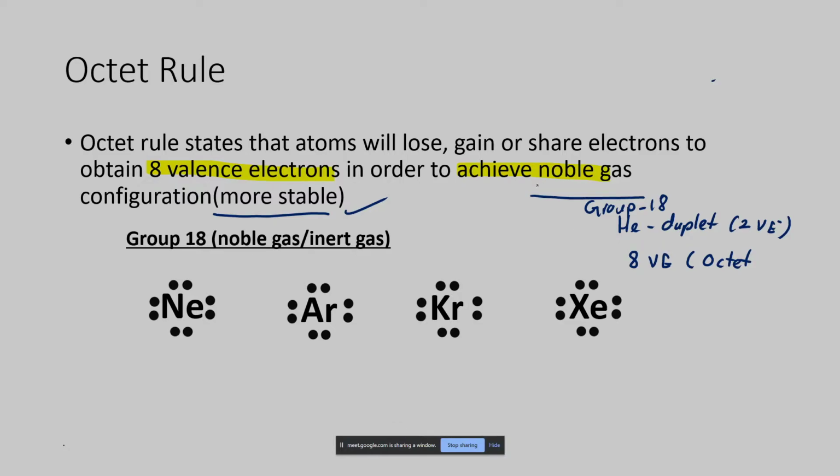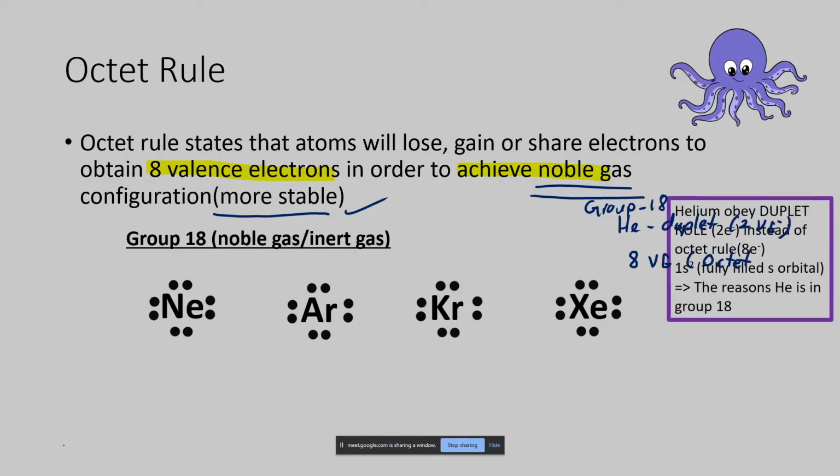Okay, orang-orang kayangan, orang-orang atasan. Okay, because diorang ni is very stable and diorang tak nak react with any other atoms. Okay, so helium obey duplet and other obey octet rules. Okay, helium is a very special case.